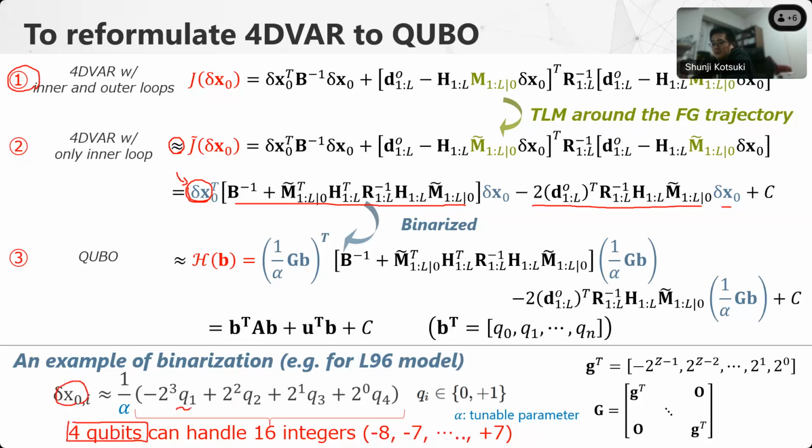In this case, these 4 qubits can handle the 16 integers from -8 to 7, and with a tunable scaling factor, we can handle real numbers. This is a rough approximation, but due to it, we can approximate our 4D-Var problem by a QUBO. So we can represent the 4D-Var cost function as a Hamiltonian in this form. In this way, we can use quantum annealers for solving the 4D-Var problem.